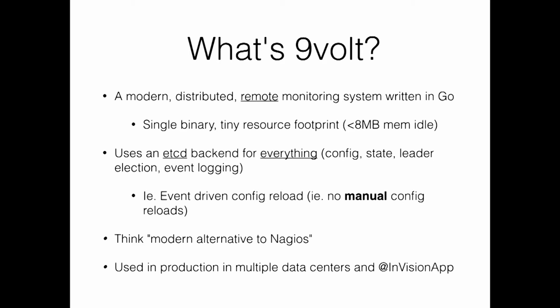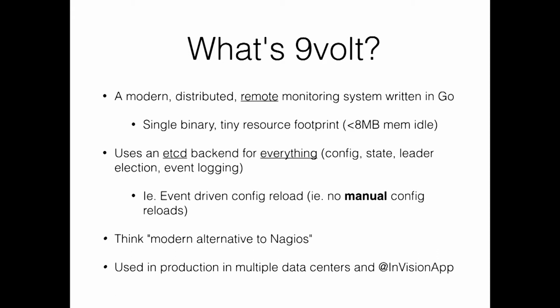9 volt is a distributed, modern, hopefully remote monitoring system written in Go. Obviously, because it's written in Go, there's a bunch of freebies that we get, such as a tiny footprint and ease of deployment. It's just easy going, right?